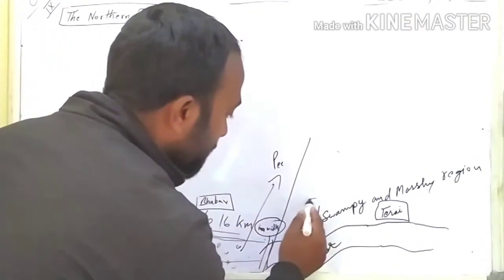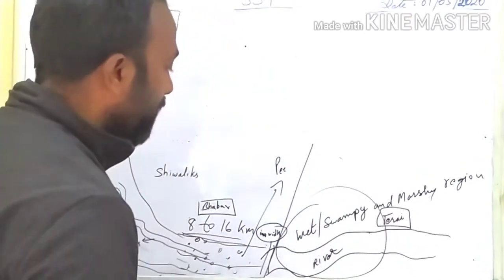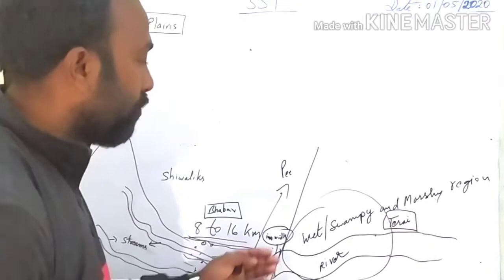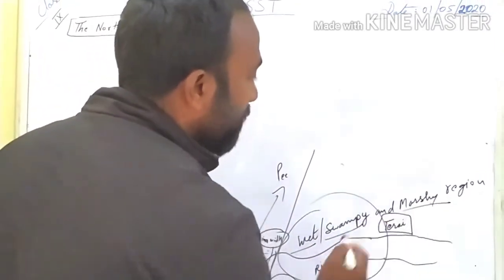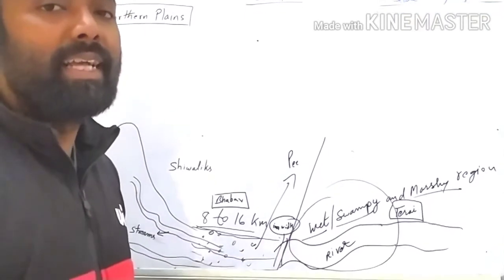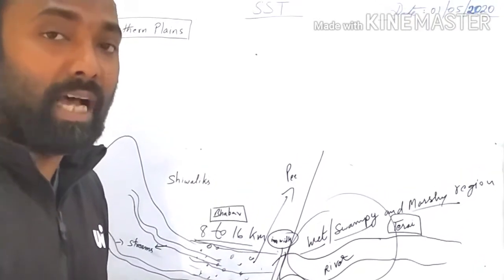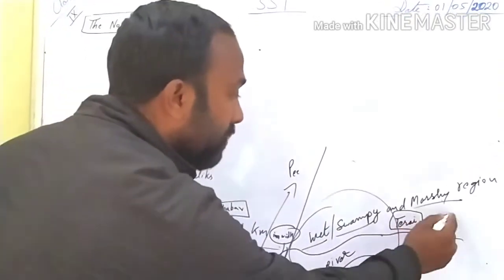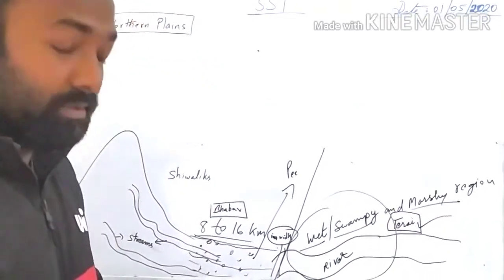Now, as soon as the river begins, this region is wet, swampy and marshy, and the surrounding region is fully covered with dense forest, and lots of wildlife are here. And this region is called the Tarai region.